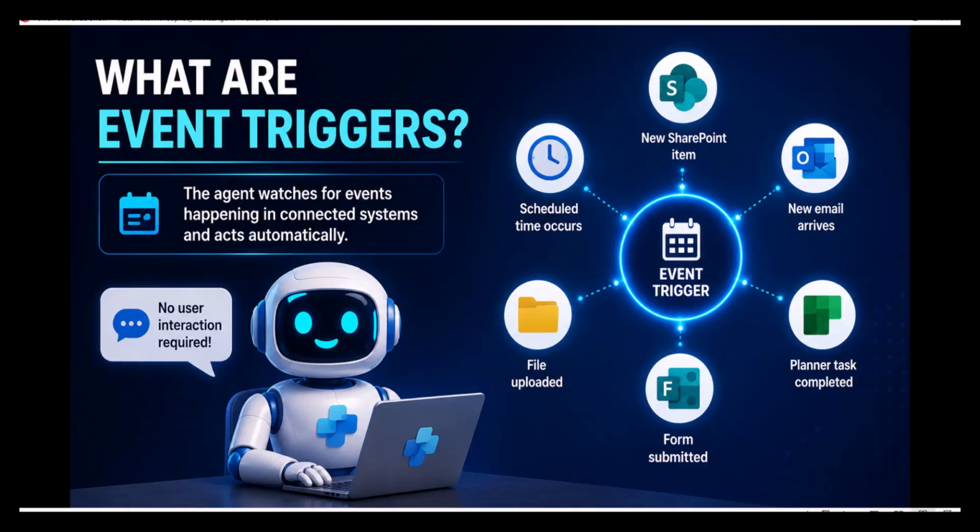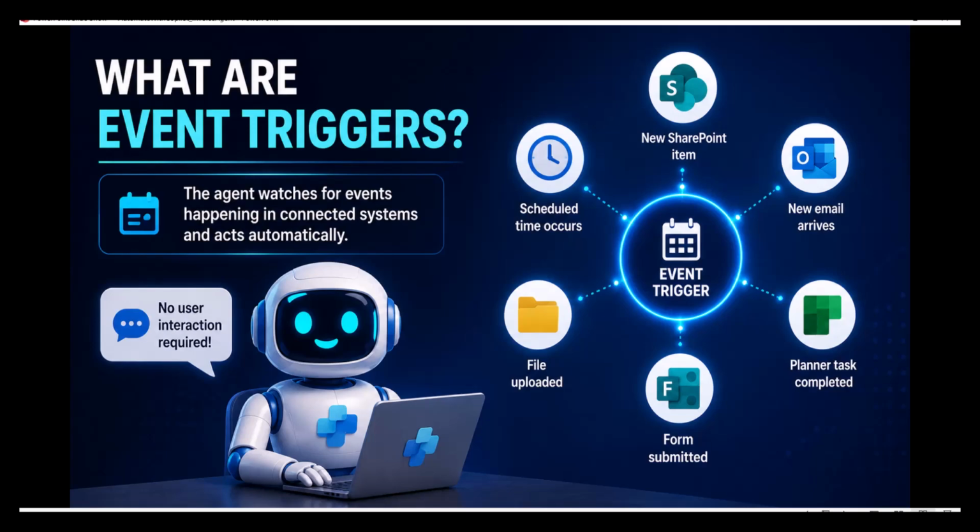Normally, when someone wants to interact with an agent, they open Microsoft Teams or Copilot and type a message. The agent waits for someone to start the conversation. That is called a topic trigger. An event trigger is completely different. Instead of waiting for a user, the agent waits for events happening in the connected systems.